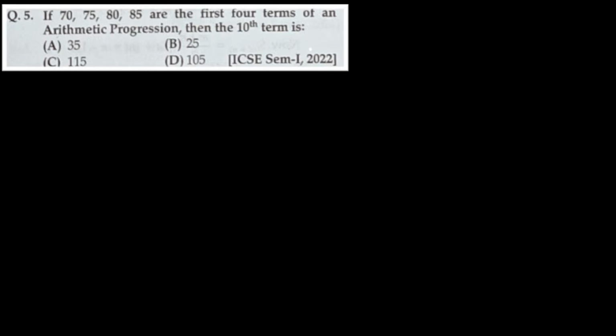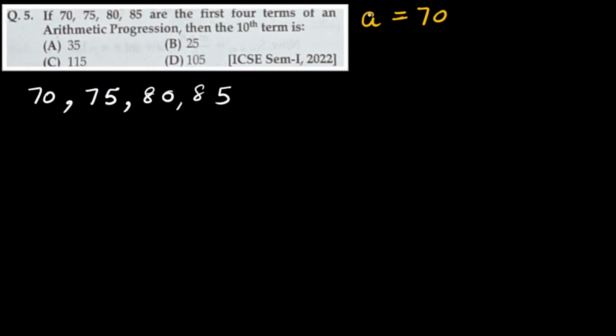So first four terms of the sequence. This is the same as the previous question, question number 2, where we found a8. So this is that kind of question only. You can do along with me. First four terms of one sequence are given to us: 70, 75, 80, 85. So if the first four terms are there, that means the sequence is given to us. From the sequence, we can get the value of a as well as d. a is the first term, that means a is 70.